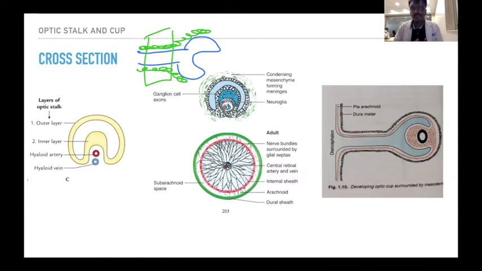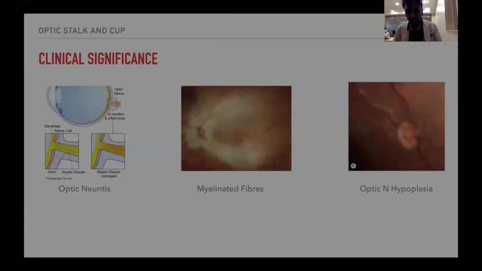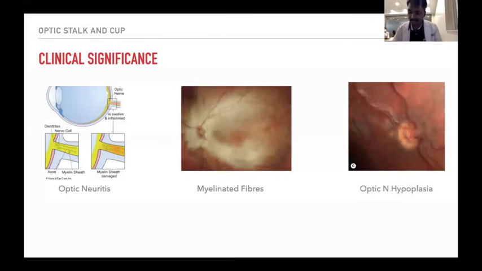Now, why am I mentioning oligodendrocytes? Why am I mentioning that this is a part of the central nervous system? You have to remember oligodendrocytes form the myelin sheath, not the Schwann cells of the optic nerve. Why am I mentioning this? Because this becomes important in the condition of optic neuritis. Optic neuritis is very common in conditions of multiple sclerosis.